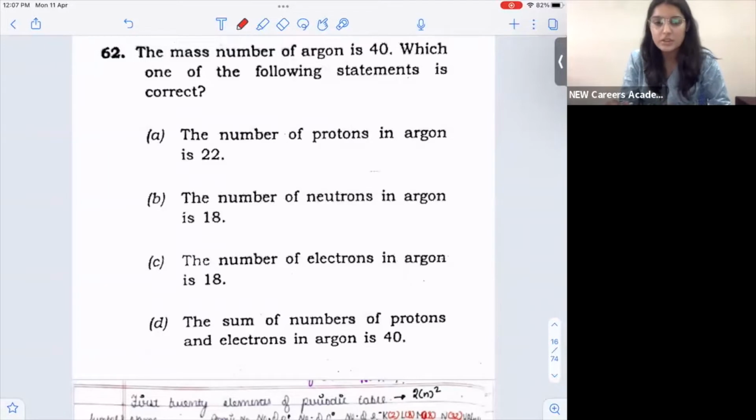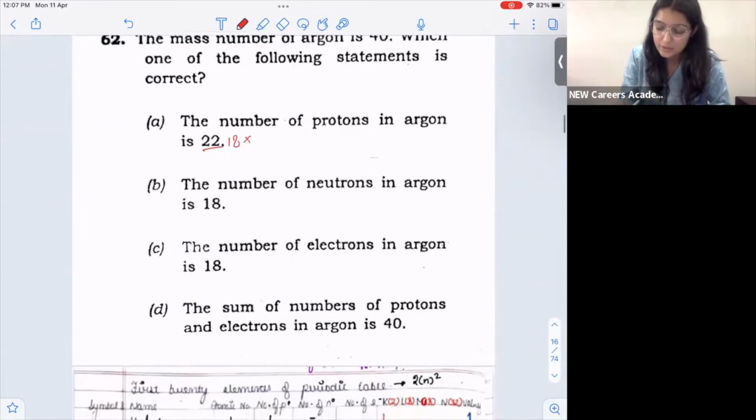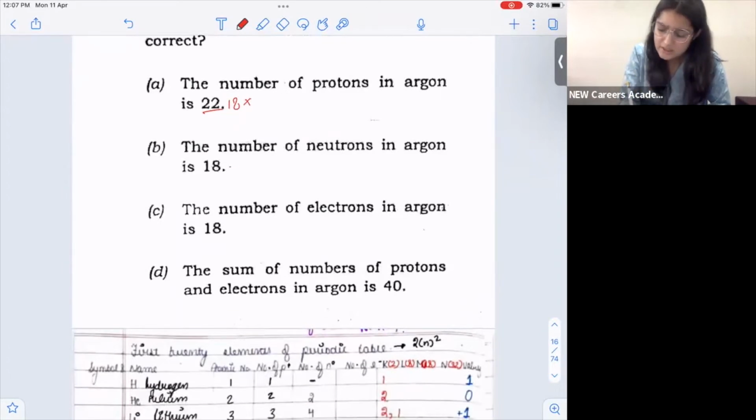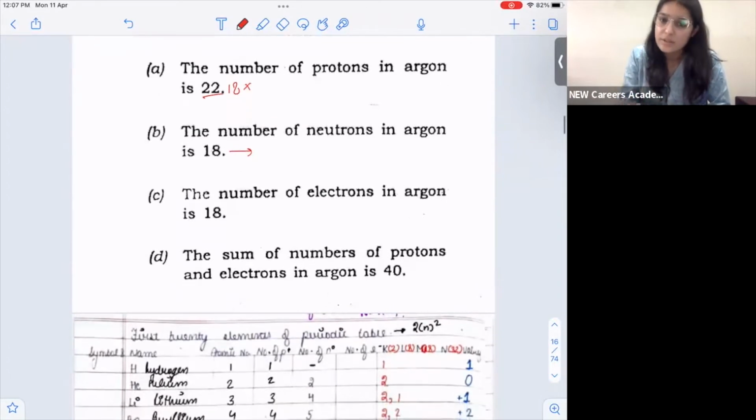The number of protons in argon is 22. No, the number of protons is 18, so this is incorrect. Number of neutrons is 18. We can check this, right? Number of electrons is 18. Yes, this is also true.